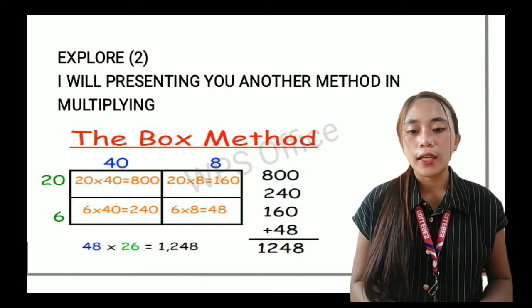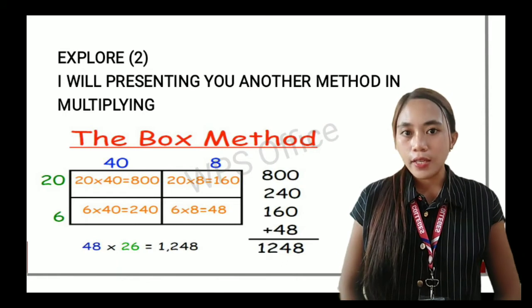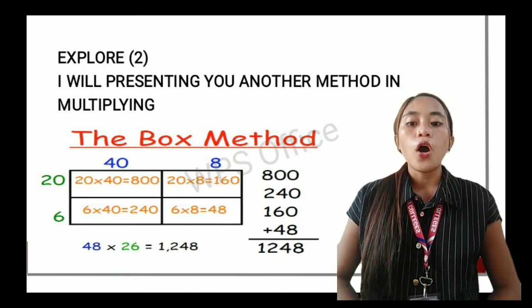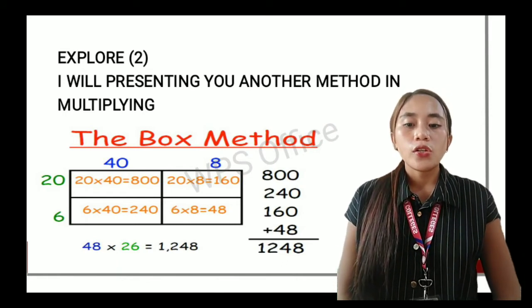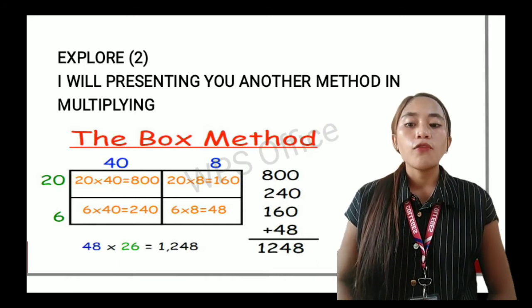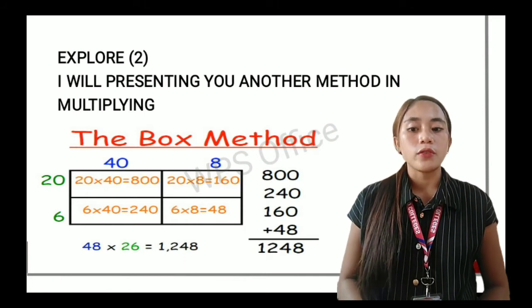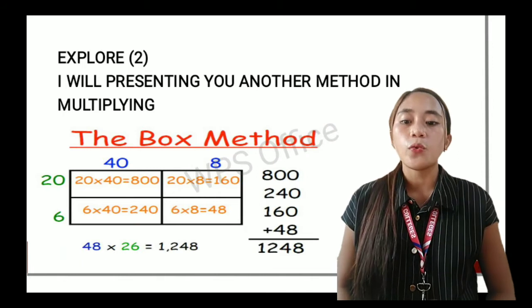Then we add them all. So, 800 plus 240 plus 160 plus 48 is equal to 1,248. If we want to multiply it in the simplest way, we just add 40 plus 8 equals 48, and then 20 and 6 equals 26. So, 48 times 26 is equal to 1,248.